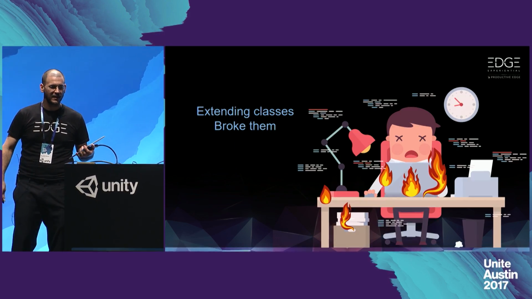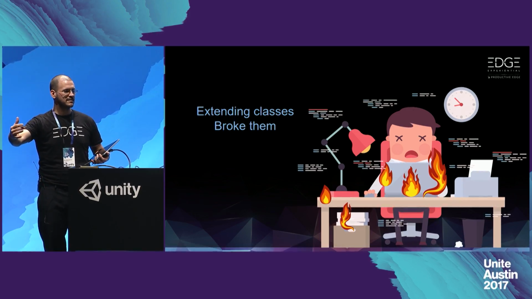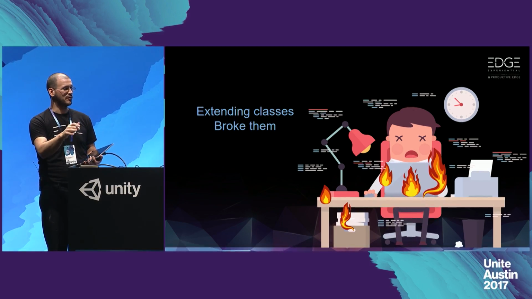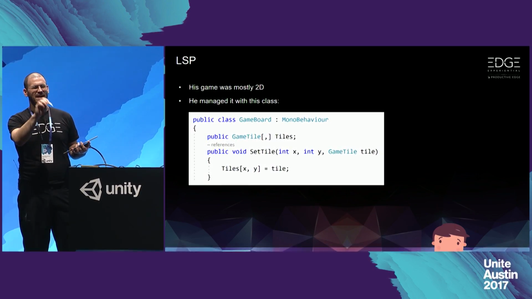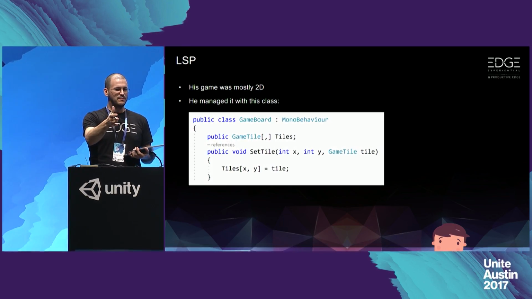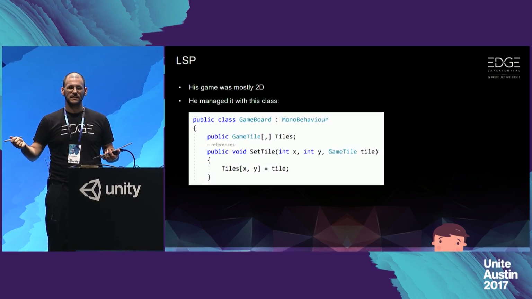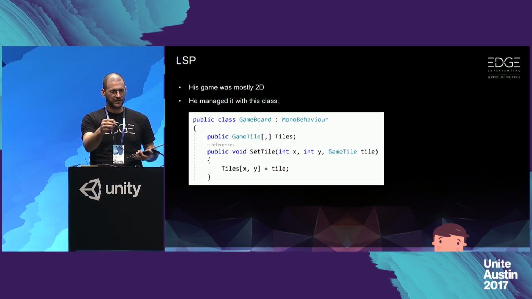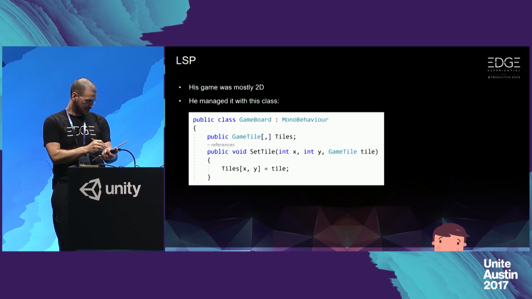So let's find out. Extending the classes broke them. He was trying to extend the classes, but that still ended up breaking somehow. We'll follow the open-closed principle with this example, but we're going to see an exception. He has GameBoard, and I can't remember the original place I found it, I think it was in an MSDN article. GameBoard is the general idea of how he's managing his game. He's got a 2D array of game tiles, and he's managing them with a SetTile function. He passes in an x and a y, and that sets the tile.